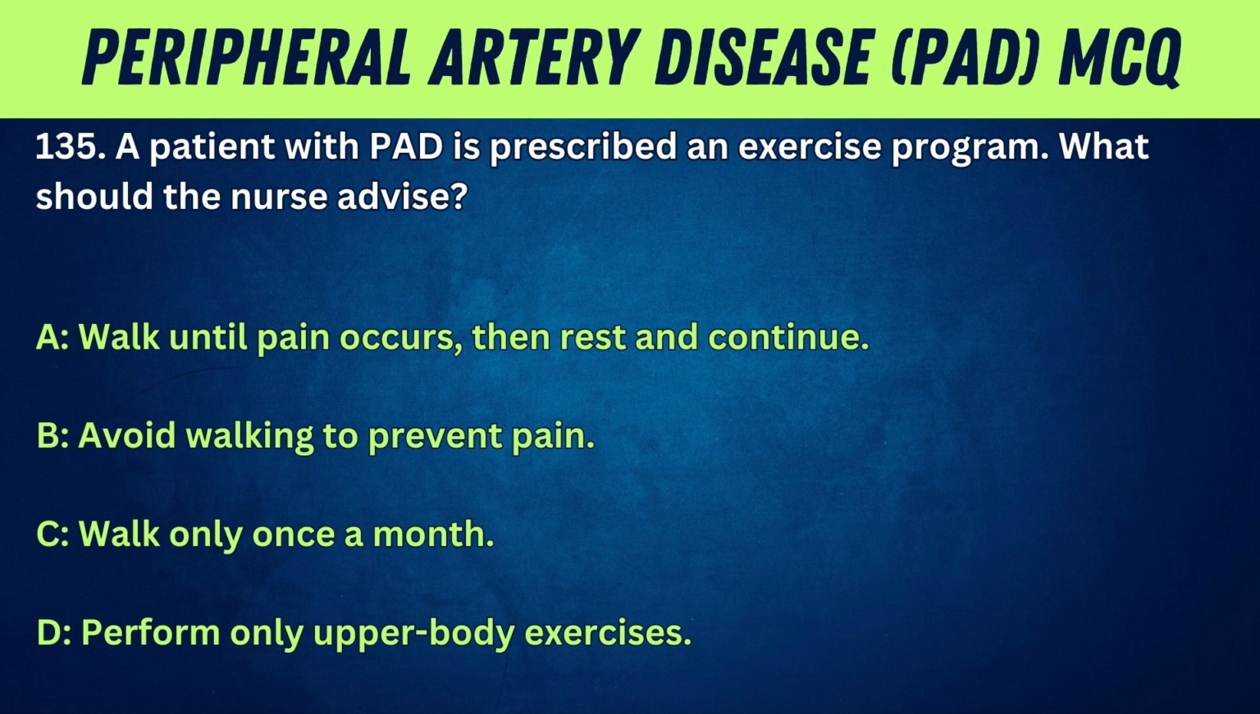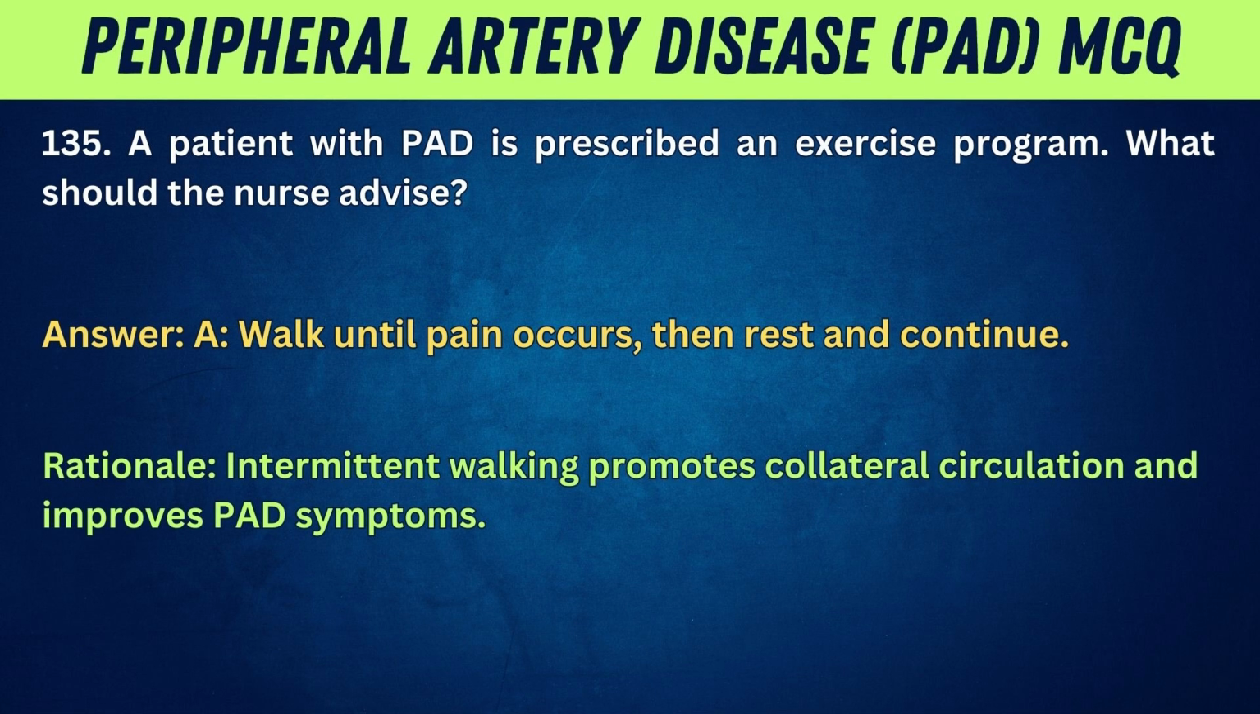135. A patient with PAD is prescribed an exercise program. What should the nurse advise? A. Walk until pain occurs, then rest and continue. B. Avoid walking to prevent pain. C. Walk only once a month. D. Perform only upper body exercises. Answer. A. Walk until pain occurs, then rest and continue. Rationale. Intermittent walking promotes collateral circulation and improves PAD symptoms.